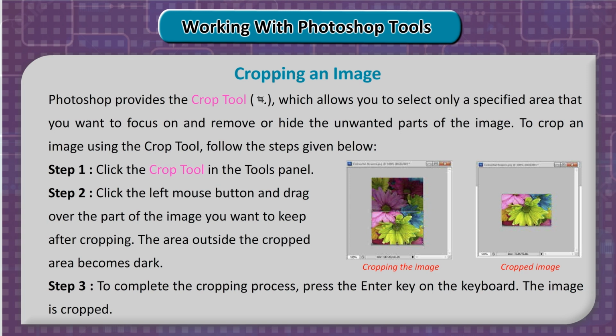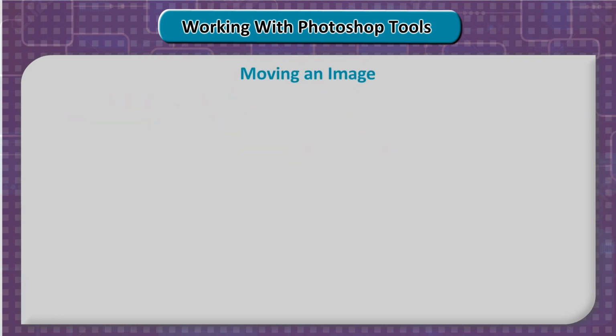Step 1. Click the crop tool in the Tools panel. Step 2. Click the left mouse button and drag over the part of the image you want to keep after cropping. The area outside the cropped area becomes dark. Step 3. To complete the cropping process, press the Enter key on the keyboard. The image is cropped. Cropping the image. Cropped image.